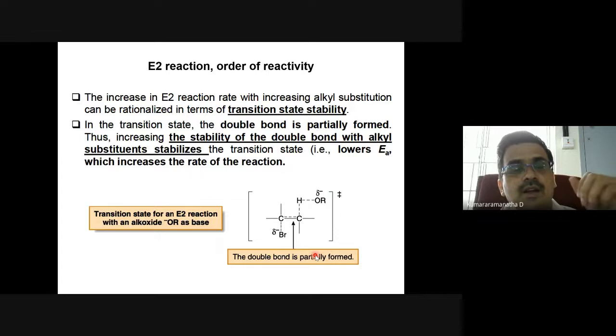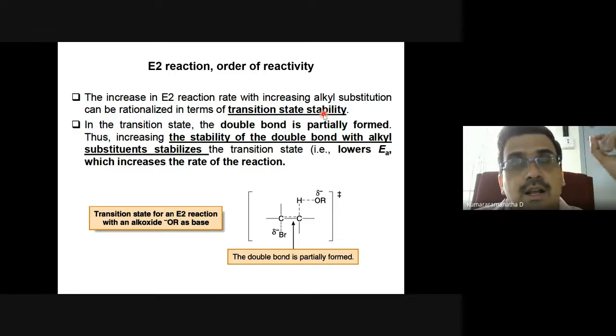Also, if you look at the reactivity, as I told you, we have a transition state where you are forming an alkoxide or halogen bond. So in this case, what happens is you are partially forming the double bond because of charge destabilization. So this is essentially called transition state stability. In loose terms, how can you understand this? Here the double bonds are partially formed.